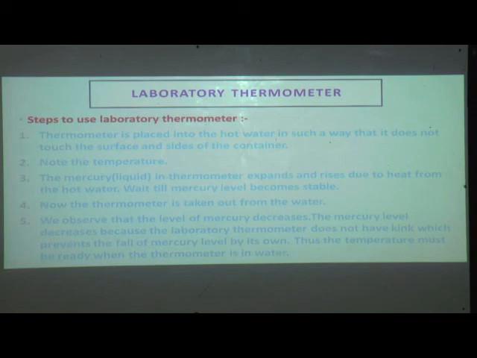So when we are going to measure the temperature of any substance, we have to note the temperature when the thermometer is in that substance, in water or whatever the substance is. Only at that time we have to note it. After removing the thermometer, we cannot note it, or it will not be the correct temperature of that substance. Okay, so I hope you understood how we have to use this laboratory thermometer, or the steps of using it.